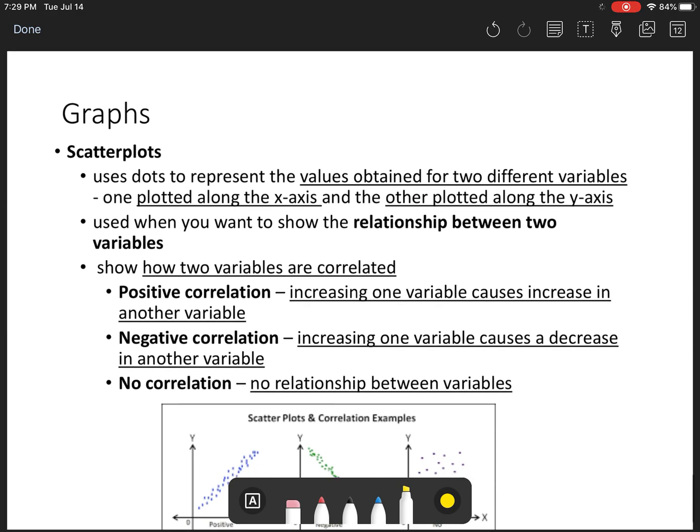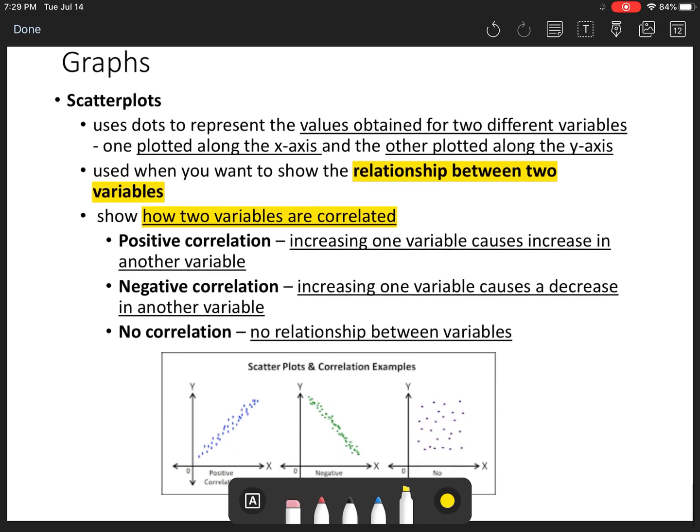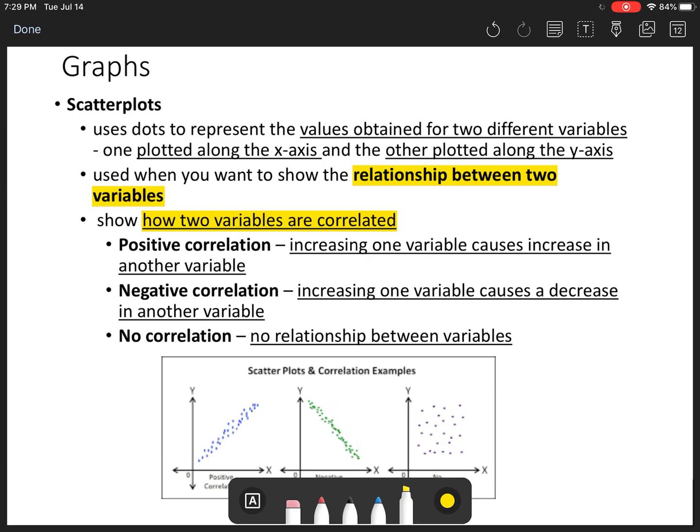Now, one that you're probably not as familiar with is a scatter plot. Scatter plot uses dots to represent values obtained for two different variables, one that's plotted along the x-axis and the other plotted along the y-axis. And you use these, you want to show a relationship between two variables, okay? You want to show how the two variables are correlated. So how are they related to each other? And there's three basic possible things that you can show here.